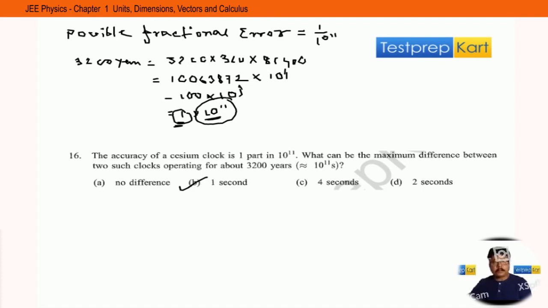Because 3200 years is near about 10 to the power 11 seconds. So here I am getting 10 to the power 11 seconds. So it becomes a 1. So it is in this year. So this year means 1 second. I hope you get my point.